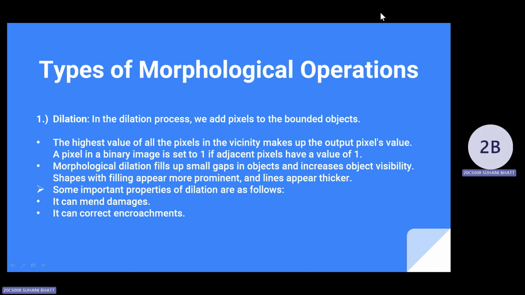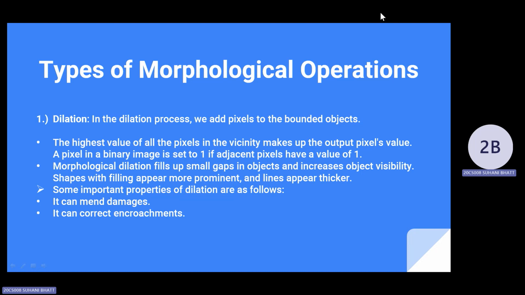So these are the types of morphological operations. First is dilation. In this process, we add pixels to the bounded objects. The highest value of all the pixels in the vicinity makes up the output pixel's value. A pixel in a binary image is set to 1 if adjacent pixels have a value of 1. Morphological dilation fills up small gaps in objects and increases object visibility.